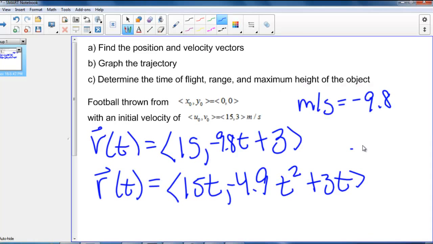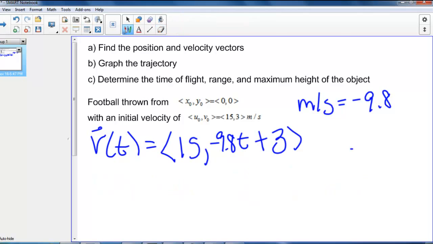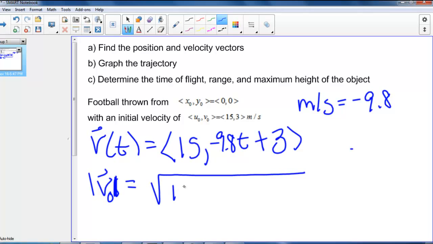Now we need to determine the time of flight, range, and maximum height of the object. So to do that, we need to find alpha, and we also need to find the magnitude of v naught. So let's go ahead and find the magnitude of v naught first. And that is going to be the magnitude of v naught equals square root of 15 squared plus 3 squared, equals square root of 234.